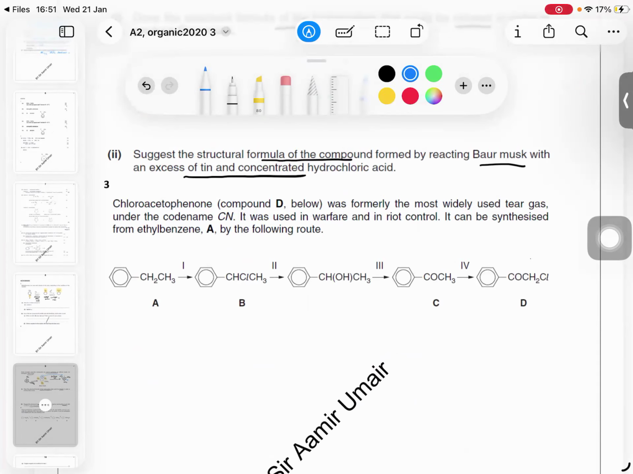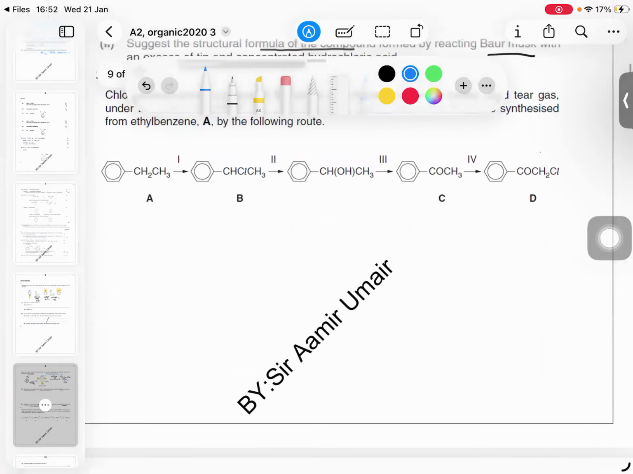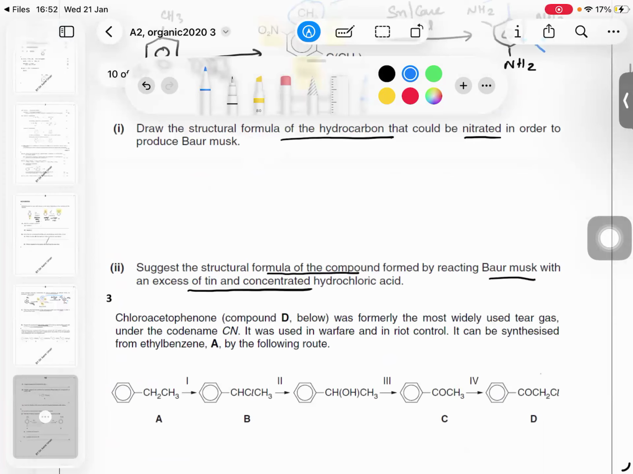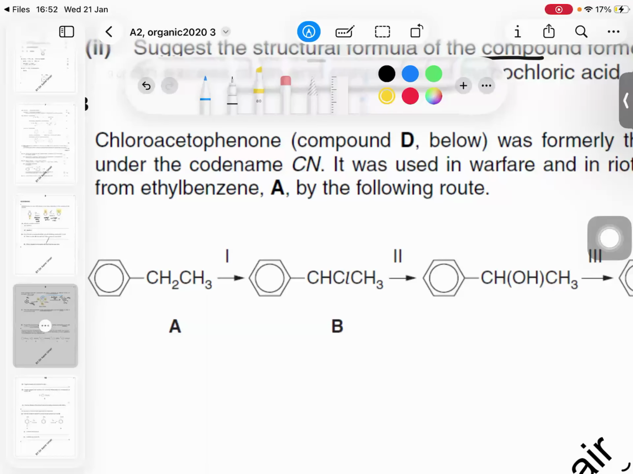Chloroacetophenone was formerly the most widely used tear gas under this name. It was used in warfare and in riot control. It can be synthesized from ethyl benzene through the following route. Suggest the reagent and condition for the reaction 1. Okay, if you look at the reaction 1 very closely, you see where the reaction is happening. One of the hydrogens of the alkyl group has been substituted. So what type of reaction is this? Chlorination. Yes. What type of chlorination?